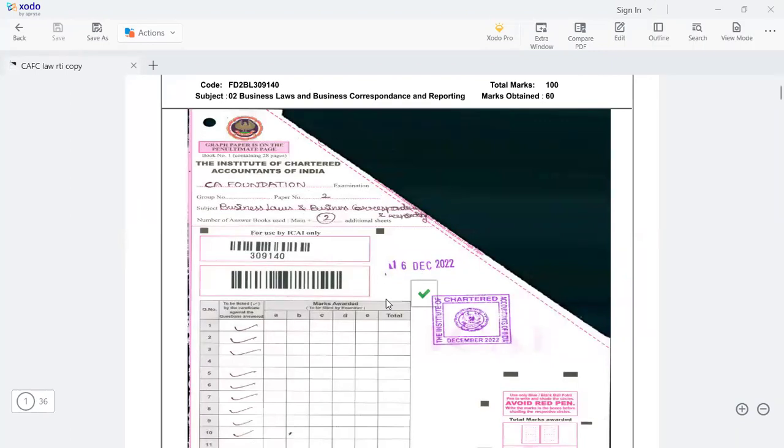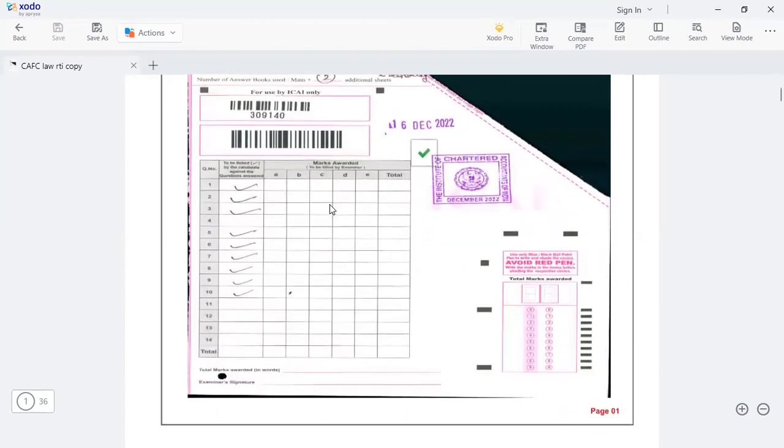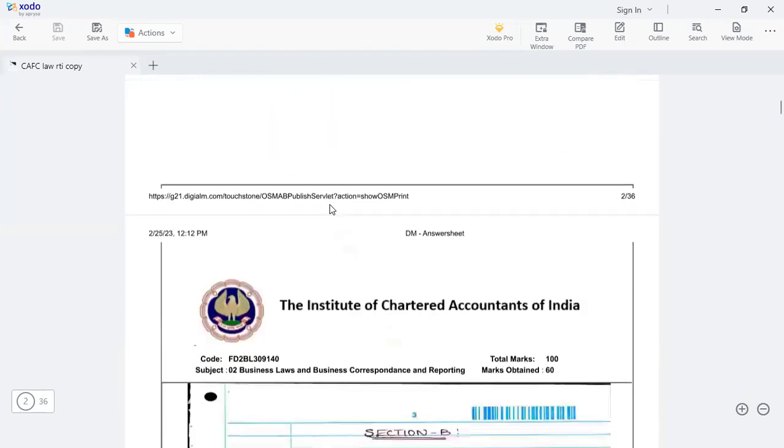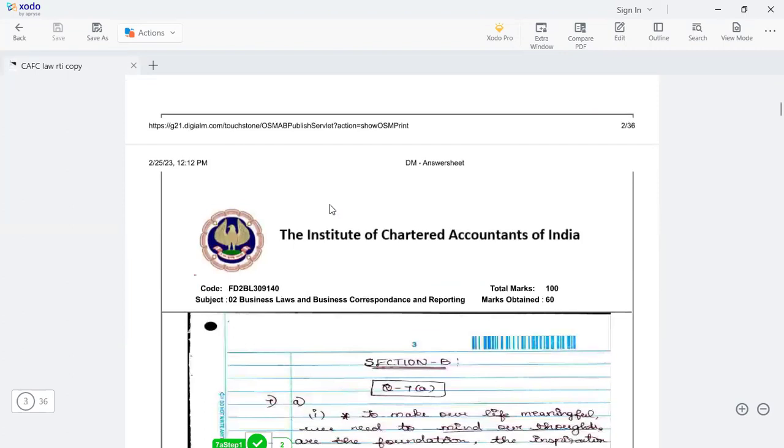So with the CA Foundation paper, Business Law and Business Correspondence Reporting, in part A the student has attempted questions 1, 2, 3, 5 and 6. In part B, there were choices available, so they have attempted questions 7, 8, 9 and 10. Question 7 is compulsory, and 8, 9 and 10 are the optional questions this student attempted in B. In A, question 1 is compulsory and 2, 3, 5, 6 are attempted, where question 4 is left. So we'll be seeing how the student has presented the paper and what we should be learning and keeping in mind before we attempt our paper.